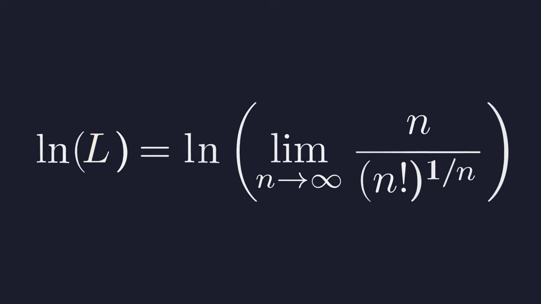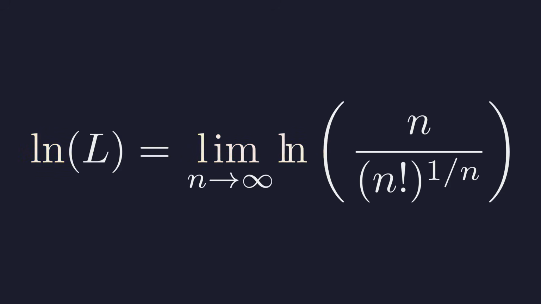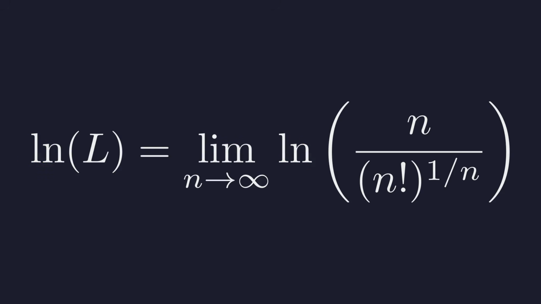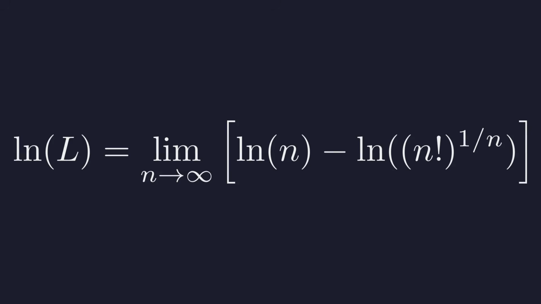The natural log of L equals the natural log of the full expression. Because natural log is continuous, we can move the limit outside. That becomes the limit of the natural log of the expression. Use log rules. A quotient becomes a difference. So we have natural log of n minus natural log of the nth root of n factorial.